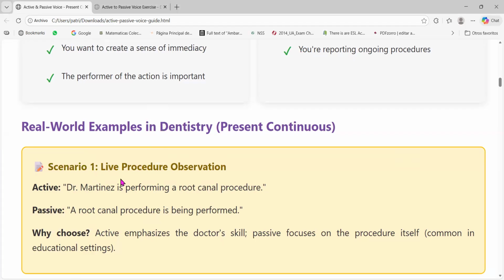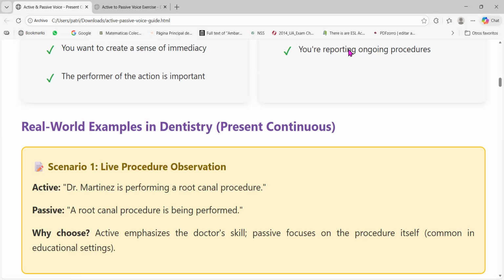Yes. Scenario 1, live procedure observation. Active: Dr. Martinez is performing a root canal procedure. Passive: A root canal procedure is being performed. Why? Active emphasizes the doctor's skill. Passive focuses on the procedure itself. Common in educational settings. Thank you, my dear Frida Elizabeth.